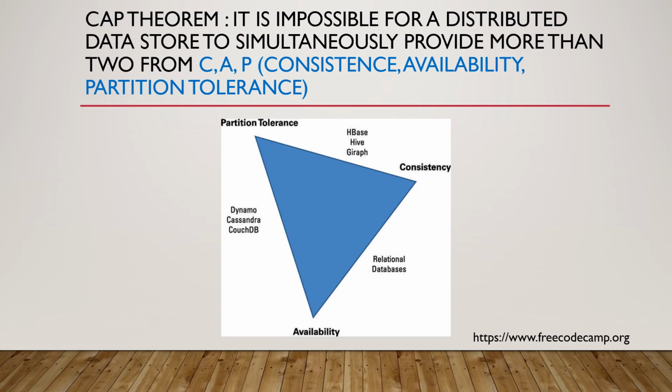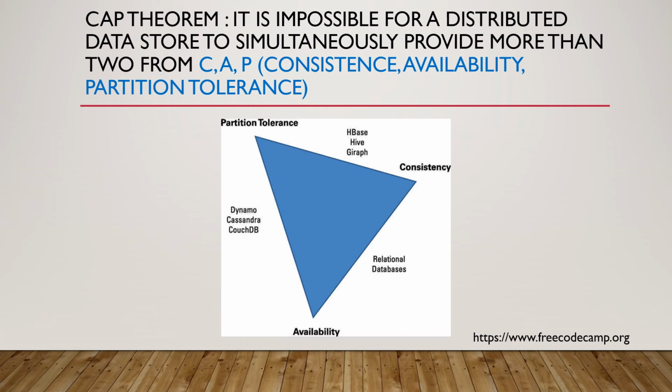For graph database, availability has some challenges. Sorry, not graph, HBase. For HBase, which is used in Hadoop, availability is an issue. On the other hand, for the document databases like Cassandra, Dynamo, Couch, and key value pair databases, consistency is an issue. But that is not what we care for. We need partition tolerance and availability. Eventually, it will become consistent. Okay, and on the other hand, relational databases, it is partition tolerance. So this is what a CAP theorem is. That means it is impossible for a distributed data store to simultaneously provide more than two from CAP. Okay, it's good to know this.